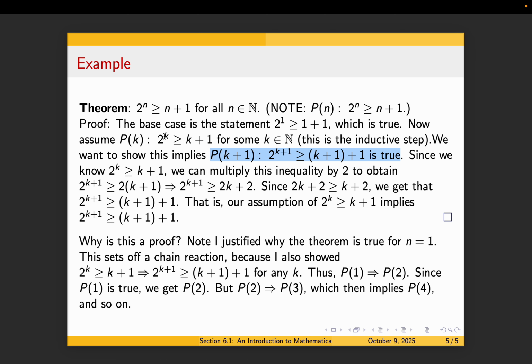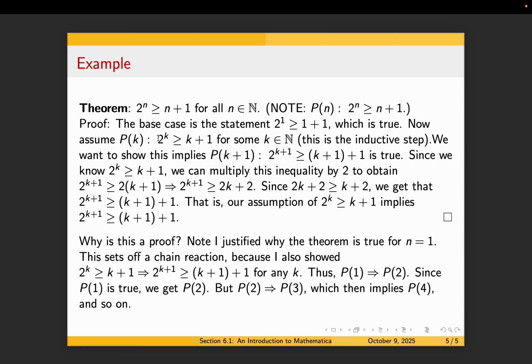This is the inductive step. You assume whatever you're trying to prove is true for k, and then use that assumption to justify why it's true for k plus 1. So again, this is the statement for k. There's the next step, k plus 1, subbing in a k plus 1 for n. Right, there's your n, there's your k plus 1.